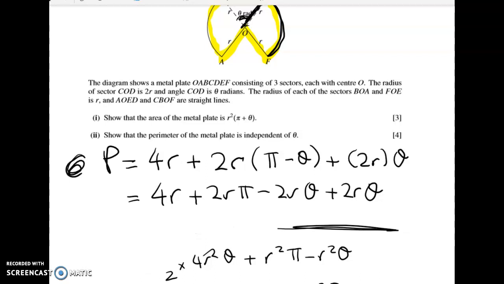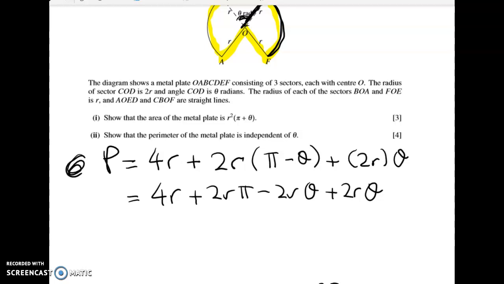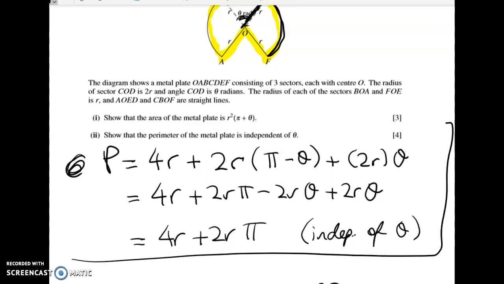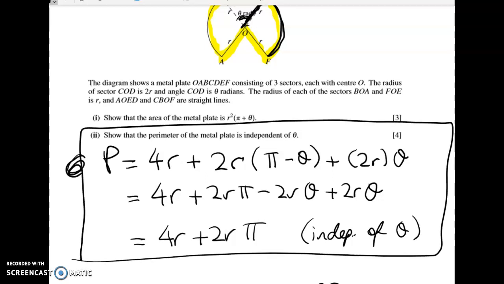And we've got leftover working from the question above there, never mind. And you can see that that cleans up to give you 4r plus 2r pi, which is independent of theta. So there you go. I think that's a pretty straightforward 4-mark question.